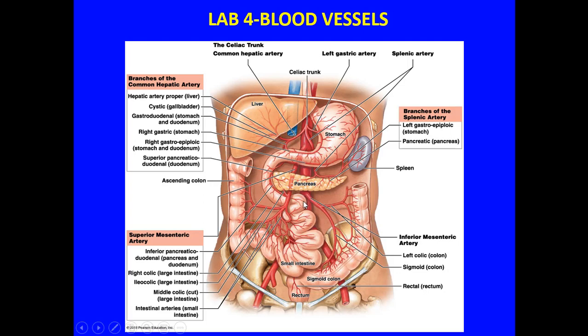Now, here's what it looks like with the organs, and that's why you have this superior mesenteric artery that spreads out. I don't expect you to know each and every one of these minor little branches, but I do expect you to know superior mesenteric artery, inferior mesenteric artery, and the celiac trunk, the gastric artery, etc.